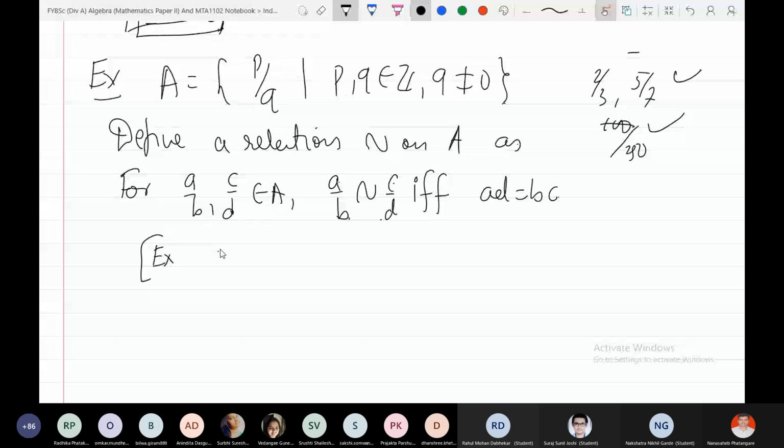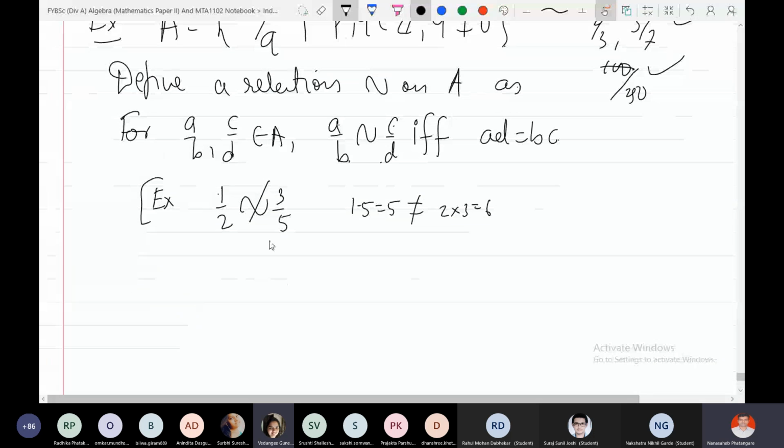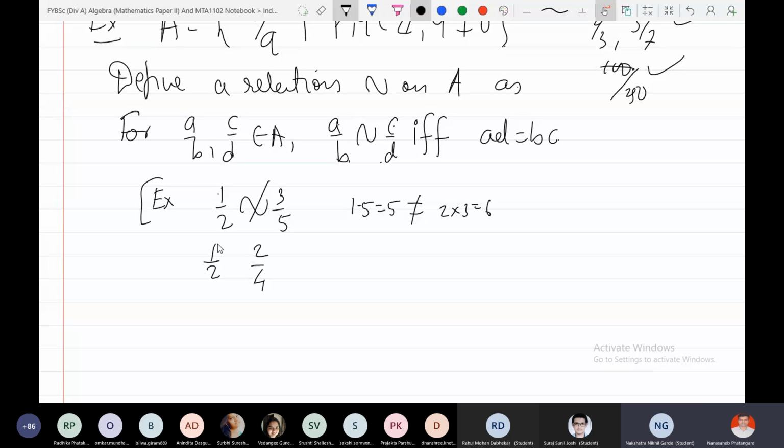For example, 1 by 2 and 3 by 5, are they related? No, because 1 into 5 is 5 and 2 into 3 is 6. So they are not the same. Therefore these two elements are not related. But look at 1 by 2 and 2 by 4. Are they related? Yes. 1 by 2 and 2 by 4 are distinct elements, but they are related because 1 into 4 is the same as 2 into 2.